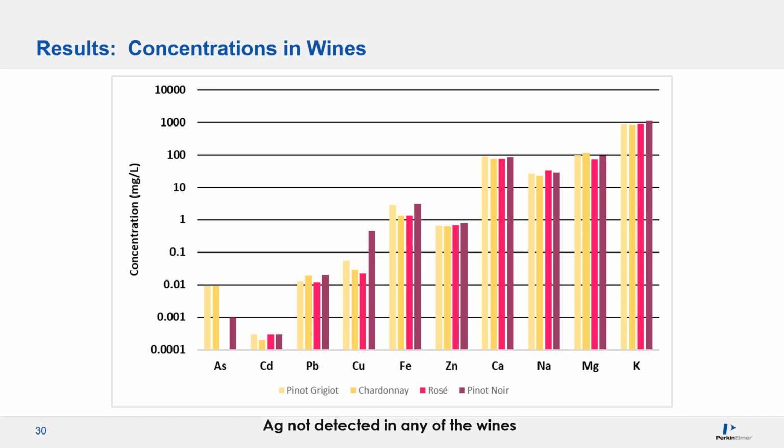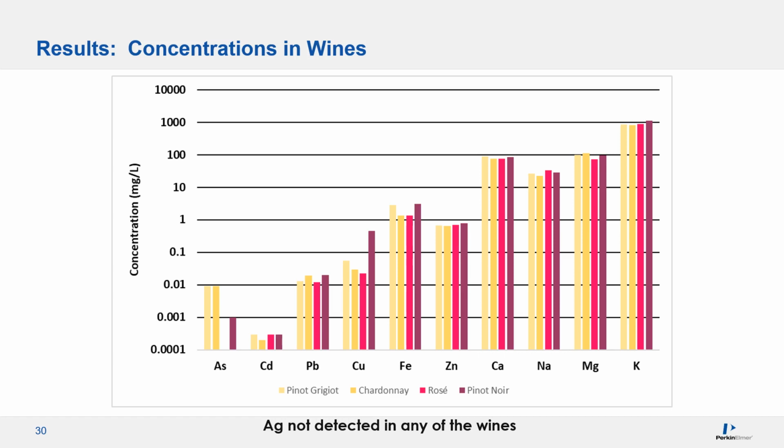So if we look across, we see there's definitely a wide range of analyte concentrations. We're measuring cadmium concentrations down below 0.001 ppm, or below 1 part per billion. We're seeing that potassium we're measuring up around 1,000 ppm. And if we look, we notice that all the analytes in all the wines are fairly constant in concentration. The exception being arsenic, which is definitely higher than in the Pinot Grigio and Chardonnay.